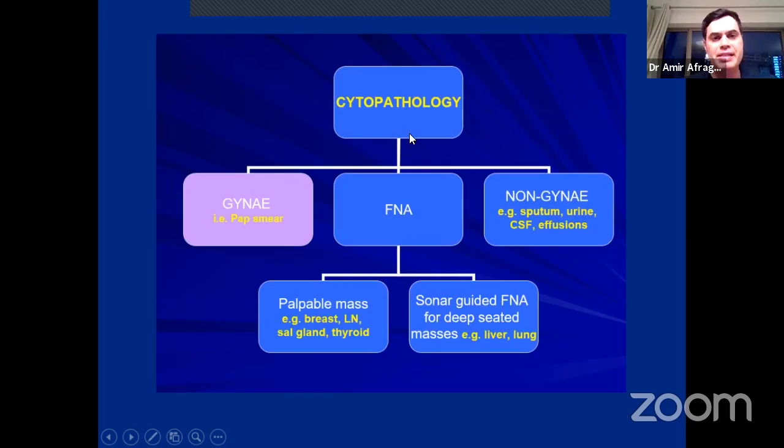So the science of cytopathology allows examination of exfoliated cells from the cervix, which is achieved by a brush exfoliating cells from the cervix during a gynae examination, or it allows examination of the cells that are aspirated from a palpable mass in the breast, for example, a submucosal mass in the oral cavity, an enlarged lymph node, or a mass in the salivary glands and the thyroid gland, or it allows examination of aspirated cells from masses that are located in deep-seated organs, such as liver and lung, with the aid of an ultrasound. Also, it allows examination of exfoliated cells in urine, sputum, cerebrospinal fluid, pleural effusions, and even exfoliated cells from the oral cavity. So oral cytopathology is a branch of non-gynae cytopathology.